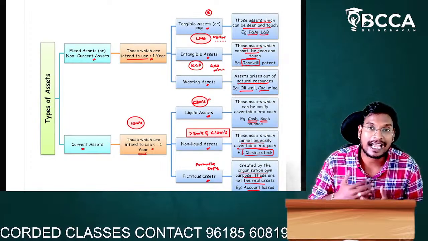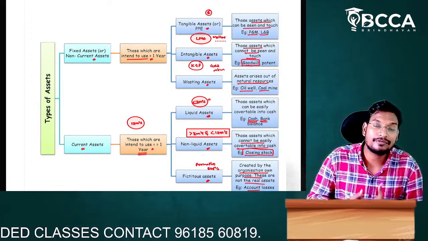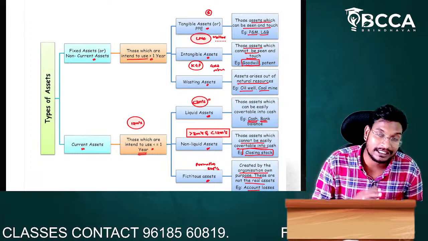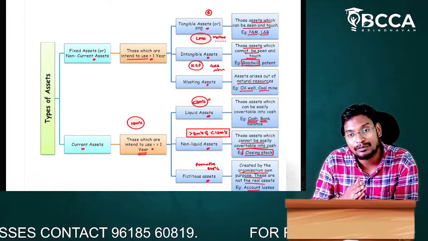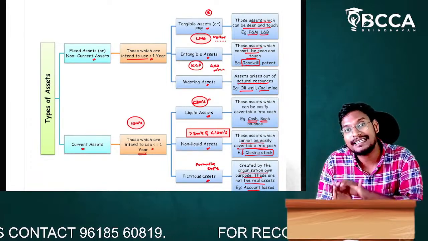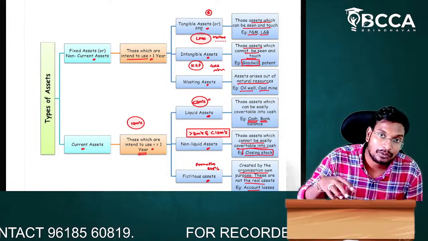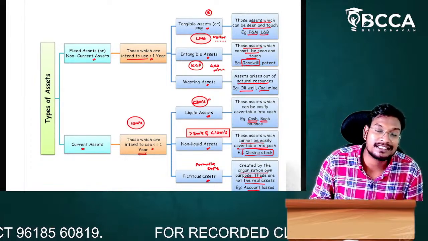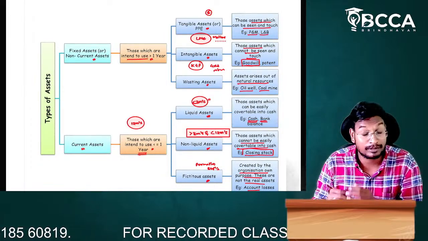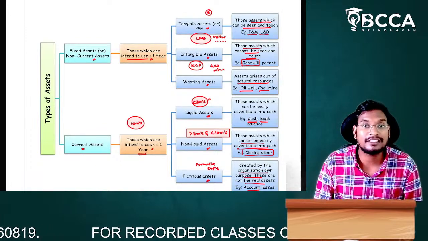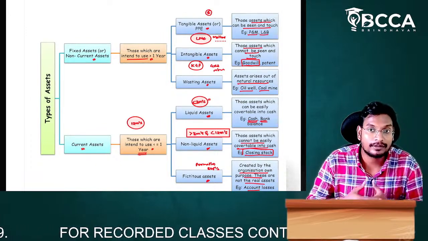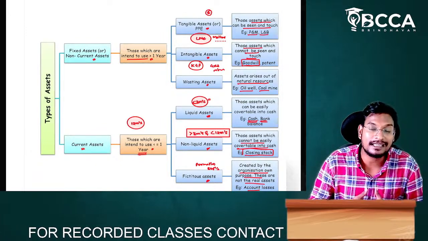So the business has to pay to the owner. Anything we have to pay means what, sir? Liability. So the capital is a liability for the business. I have already discussed that in accounting, we have to think from the point of view of the business, not from the point of view of the owner. From the point of view of the business, capital is a liability.